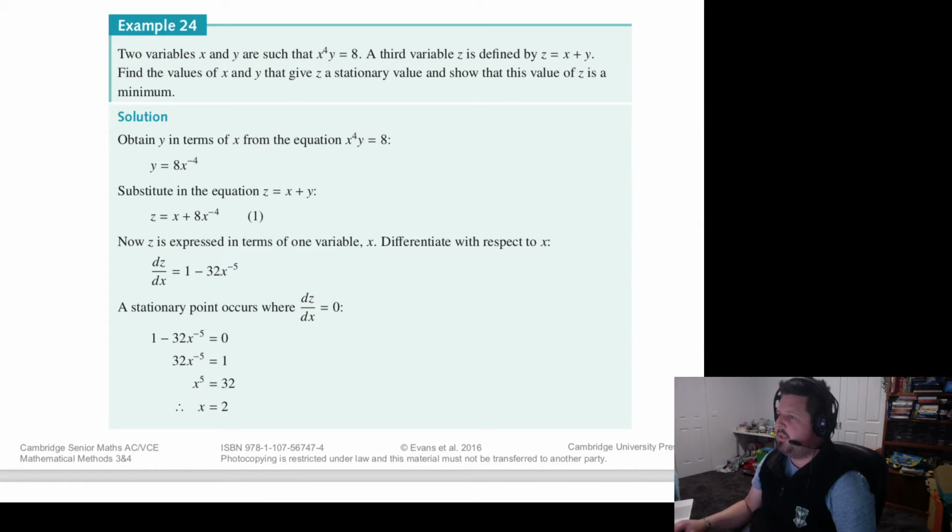Cool. It says here obtain y in terms of x from the equation here. So to do that, obviously what we're doing is we're dividing this side by x to the power of 4.